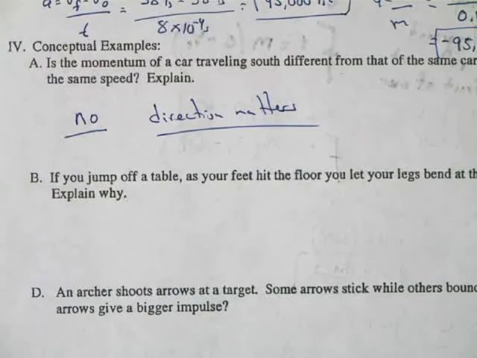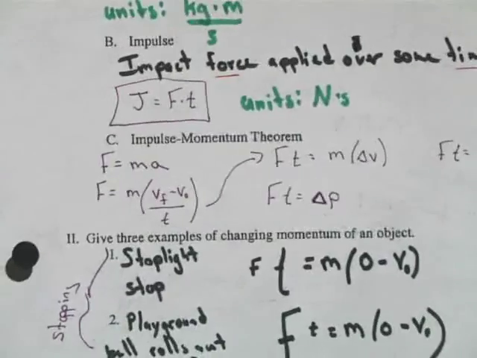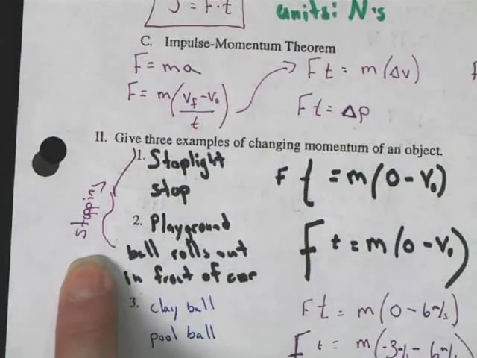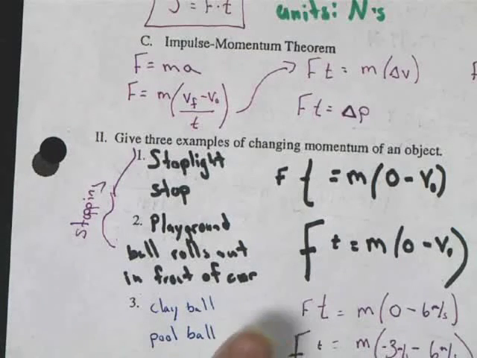B, if you jump off a table, as your feet hit the floor, you let your legs bend at the knees. Just picture it, jumping off the table and landing straight-legged. Yeah, you just got a bad feeling in your head when you thought about that, because it would hurt. Why do we bend our knees when we land?